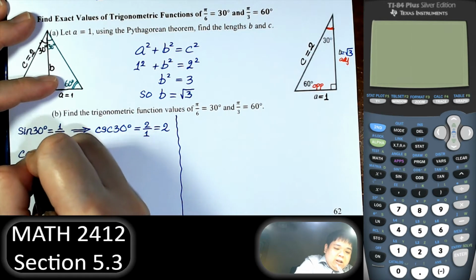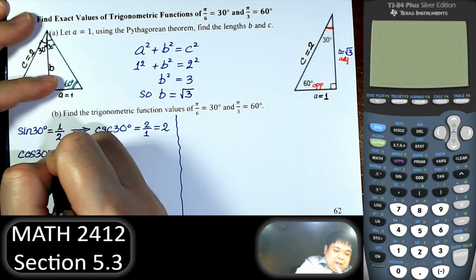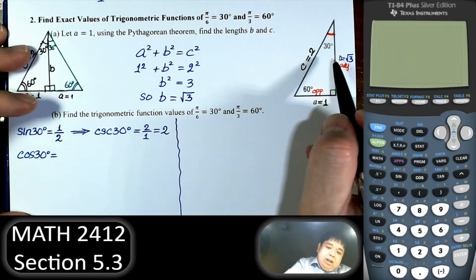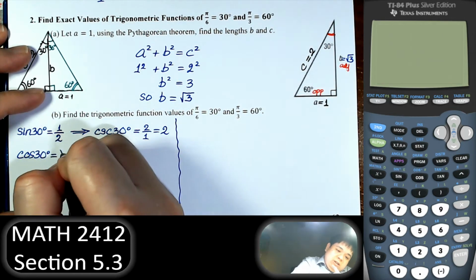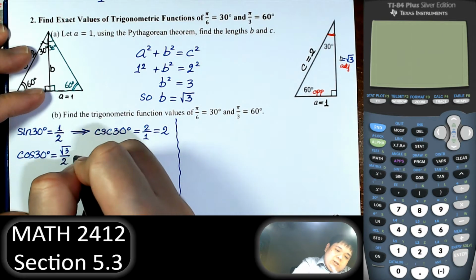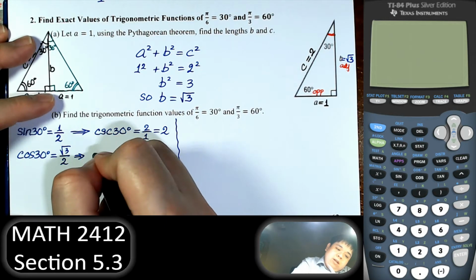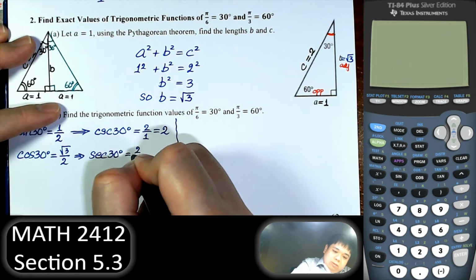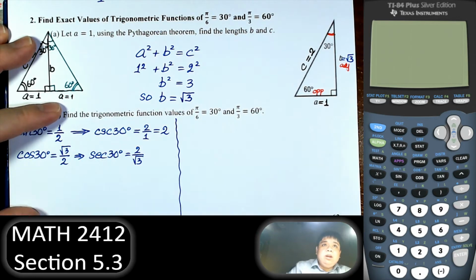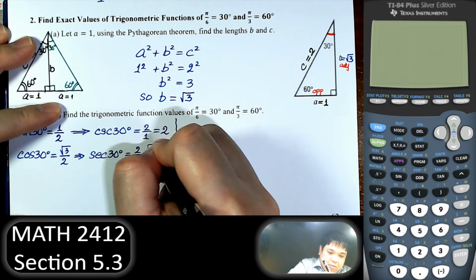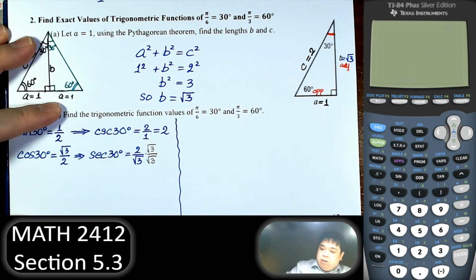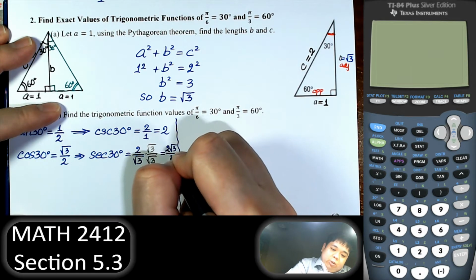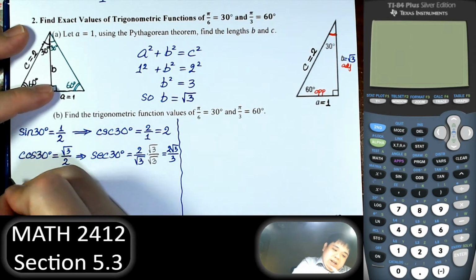Now cosine of 30 degrees, with respect to 30 degrees, adjacent over hypotenuse. Secant is reciprocal of cosine. If we don't want square root of 3 at the bottom, just multiply square root of 3 top and bottom. That gives us 2 square root of 3 over 3. That is cosine, and then tangent.